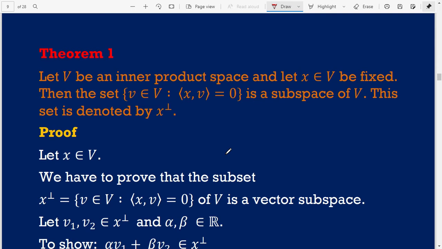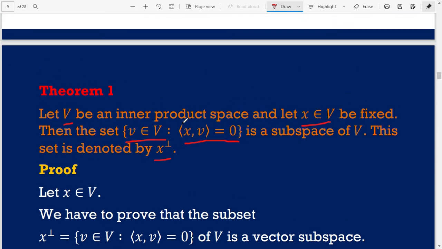Theorem 1. Let V be an inner product space and let x belong to V be fixed. Then the set of v belonging to V such that the inner product of x with v is equal to 0 is a subspace of V. This set is denoted by x orthogonal.